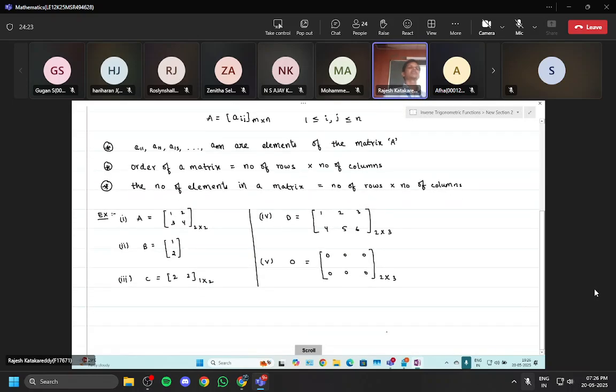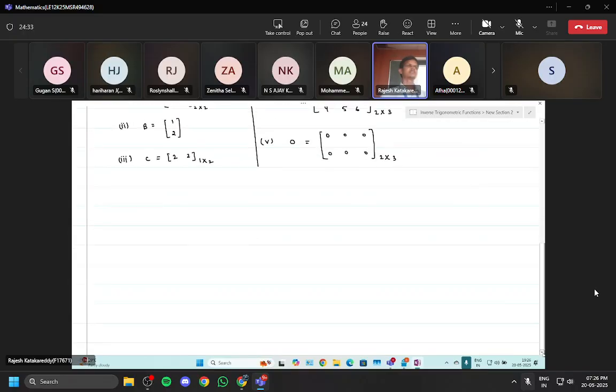Now here we are dividing the types of matrix on the basis of order, number of rows and number of columns, right? In types of matrices, the first one is row matrix.